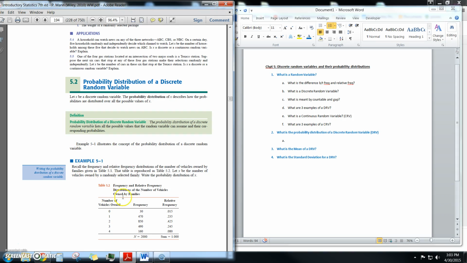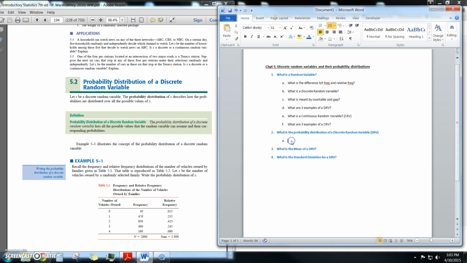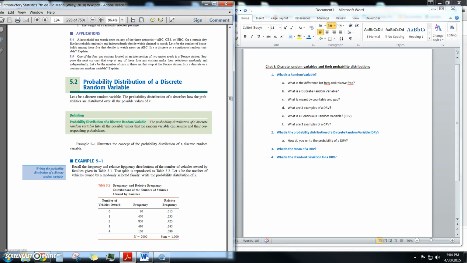So I'm looking through here, I was mentioning this table, and then I looked over this blue part, and this blue part kind of gives us a little bit of a clue. So it's writing the probability distribution of a discrete random variable. So I could just turn that into a question and say, how do you write the probability of a DRV? That's a good question. We need to find that out.